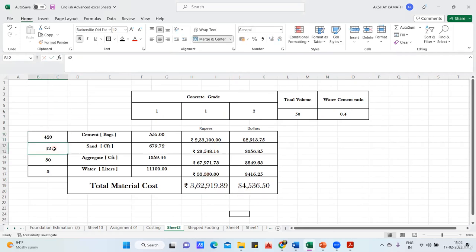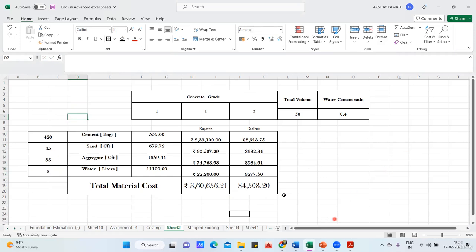Sometimes the rate of the sand will go to 45. You make the changes here, finish. Sometimes the aggregate rate will go to 55. Water, let us say in your area, you're getting water for 2 rupees per liter. Finish, you got a cost, right? So in this way, you can do the material estimate.